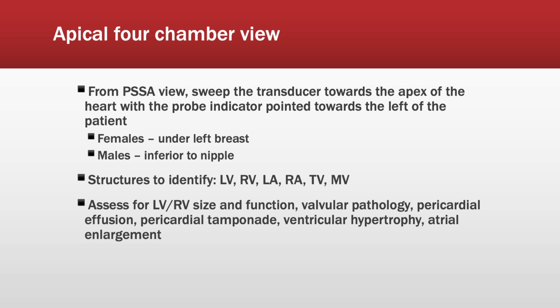From the parasternal short axis view, all you have to do is sweep your transducer towards the apex of the heart with the probe indicator pointed toward the left flank of the patient. The apical four-chamber view will be acquired approximately somewhere inferior to the nipple in males and under the left breast in females. Once you have reached the apex of the heart, all you have to do is essentially fan the tail of the probe down towards the patient's feet to just open up those atriums.